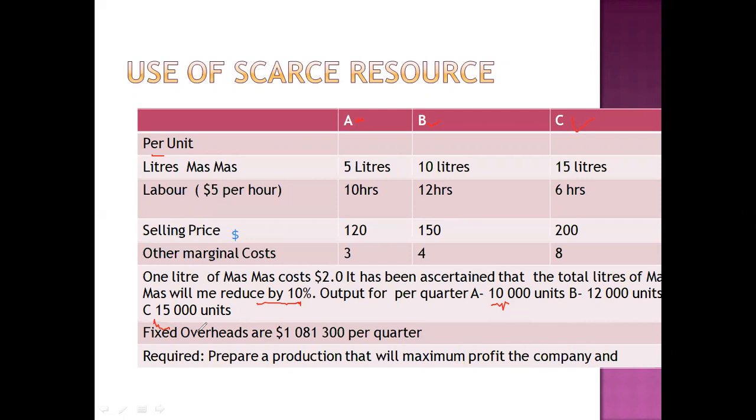10,000 units of A, 12,000 units of B, then 15,000 units of C. All right. Then our fixed overheads are 1,081,300 per quarter. Okay. And you are required to prepare a production budget that will maximize the profit for the company, and the revised net profit figure.